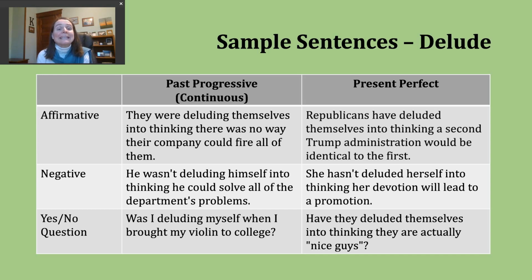Now let's talk about making negative past progressive sentences. To do this, again, pay attention to your subject. You'll use either was or were, then not, and then the ing form of the verb. You might also encounter the contraction form, wasn't and weren't.